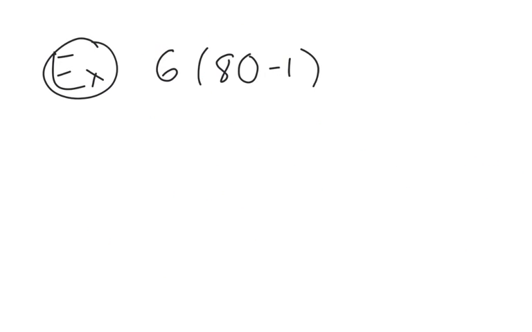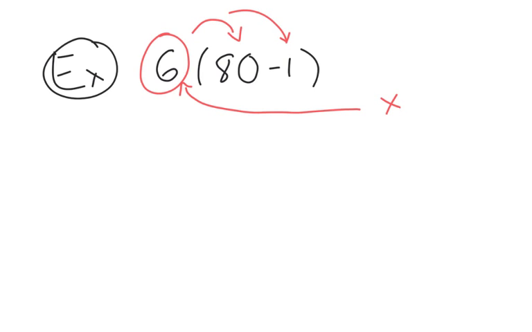In our next question, we're going to look at 6(80 - 1). Again, you'll notice that there is a number in front of a set of brackets. There is no operation here, but secretly there is a multiplication sign. Using the distributive property, we're going to distribute this 6 to everything within the brackets.